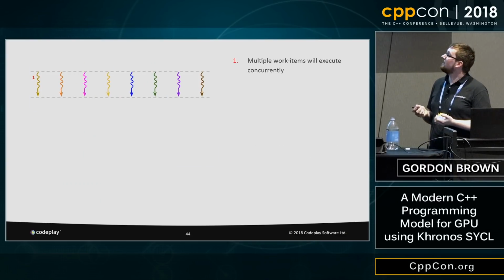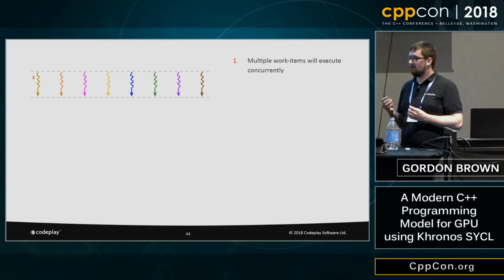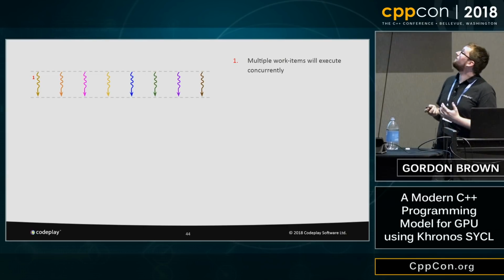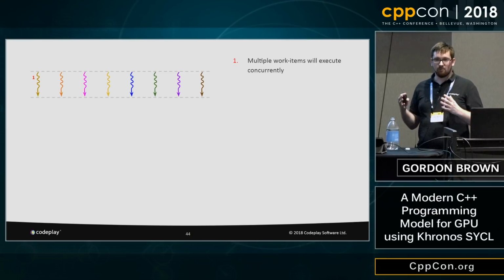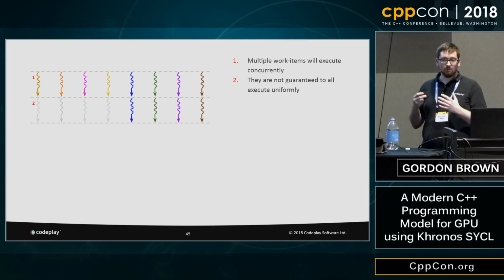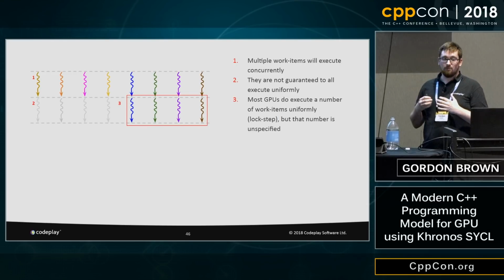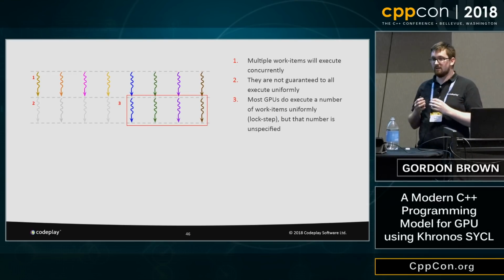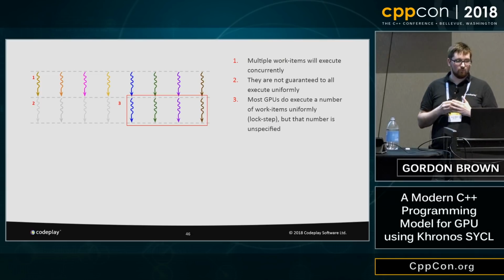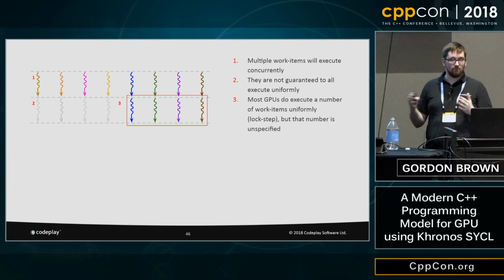So let's take a look at how the work items actually execute. On a GPU, you'll have a large number of work items executing concurrently, but not all of the work items will execute uniformly. Some work items will execute once and other ones will execute later. Most GPUs execute in lockstep, which means a number of work items will execute together. This is because generally the GPU will load an instruction once and then execute that instruction across what's generally referred to as a warp or wavefront. So a number of work items will execute together with the same instruction.